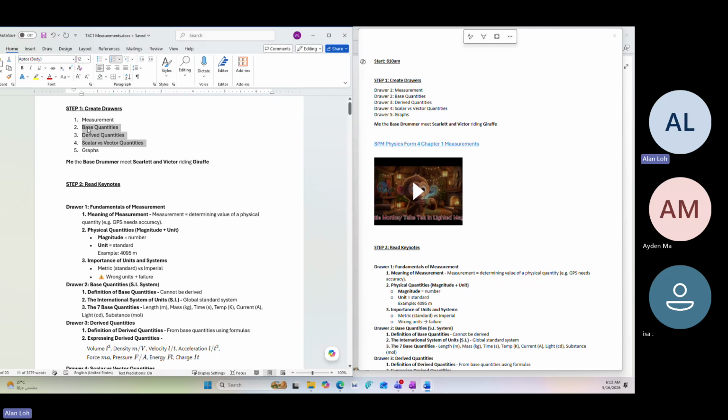So "me" reflects the first drawer name, which is measurement. Then "bass" is the second drawer, base quantities. Drummer, I use D to help you remember derived quantities. Scarlett and Victor are scalar versus vector quantities, so there are 2 types of quantities that you need to learn later. And graph is like giraffe.